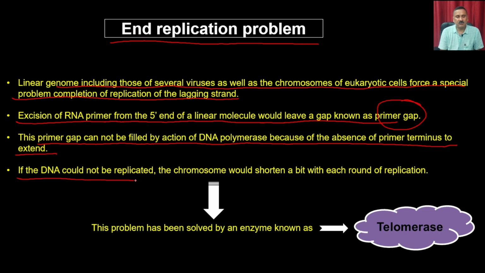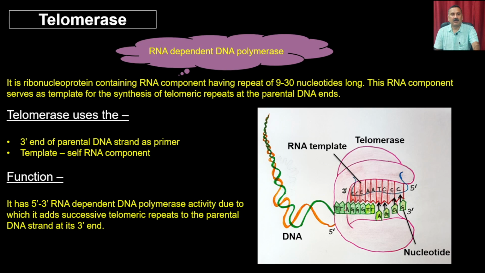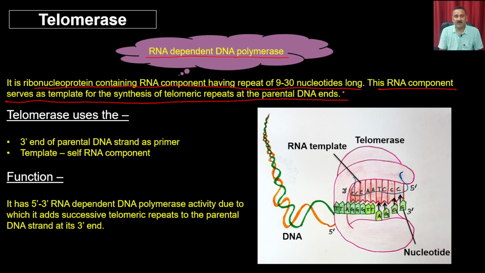And if the DNA does not get replicated, the chromosome will shorten a bit with each round of replication, and this problem has been solved by an enzyme called telomerase. Telomerase is also known as the RNA dependent DNA polymerase, and it is a ribonucleoprotein containing an RNA component having a repeat of 9 to 30 nucleotides long. This RNA component serves as a template for the synthesis of the telomeric repeat at the parental DNA ends.